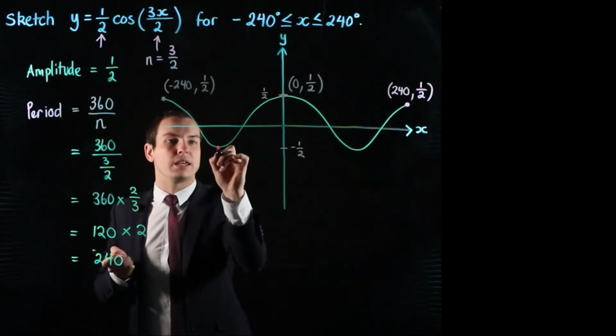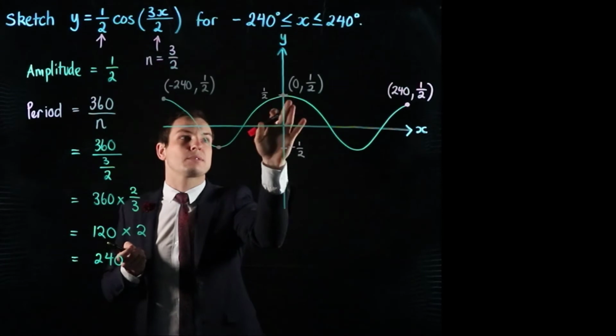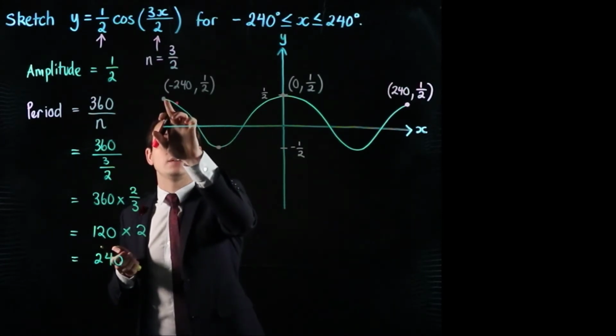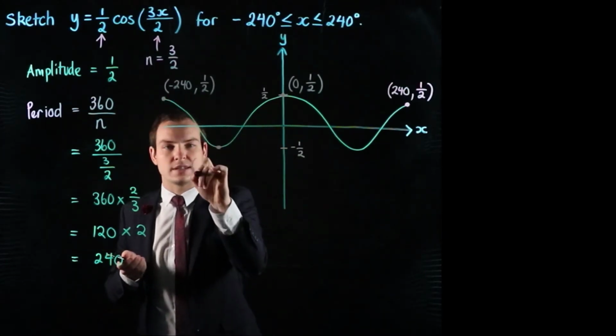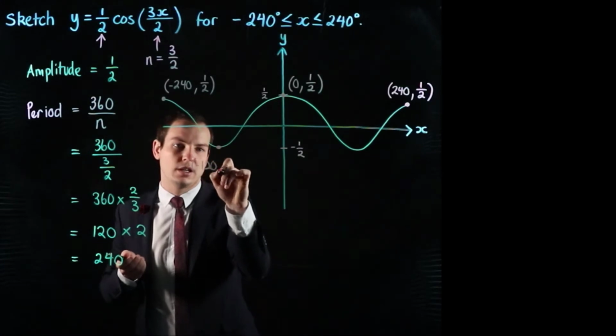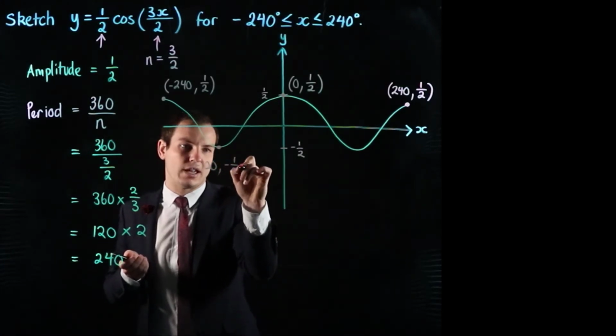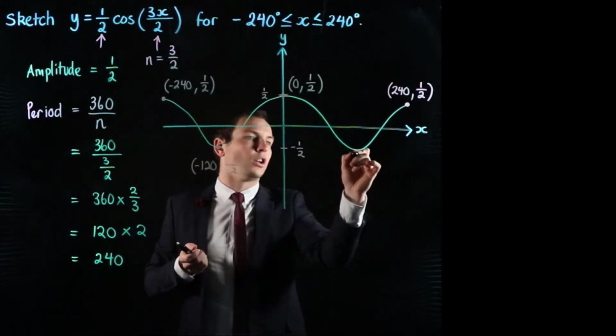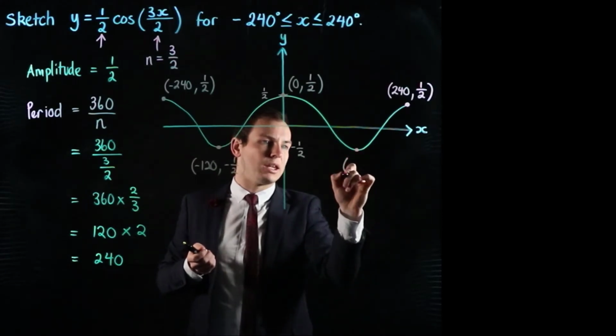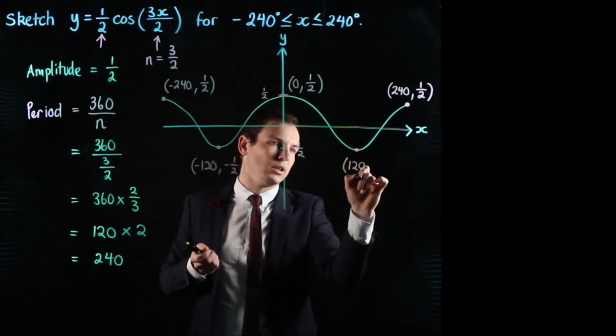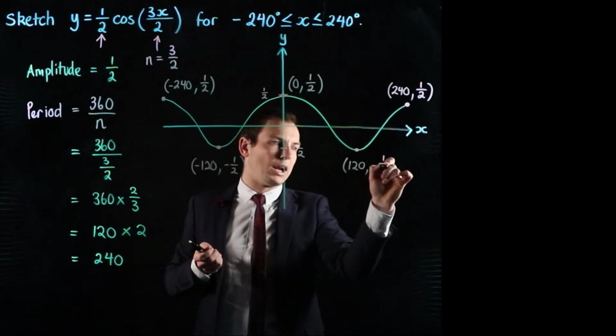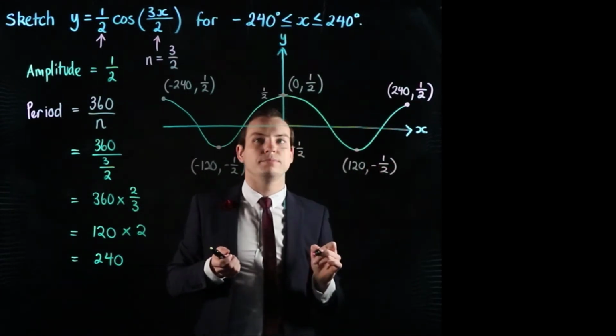So this minimum here is going to be halfway between 2 maximums. So halfway between negative 240 and 0 is negative 120, and it's going to have negative 1/2 as its y value. And over here, this is going to be positive 120 and still negative 1/2 as the y value.